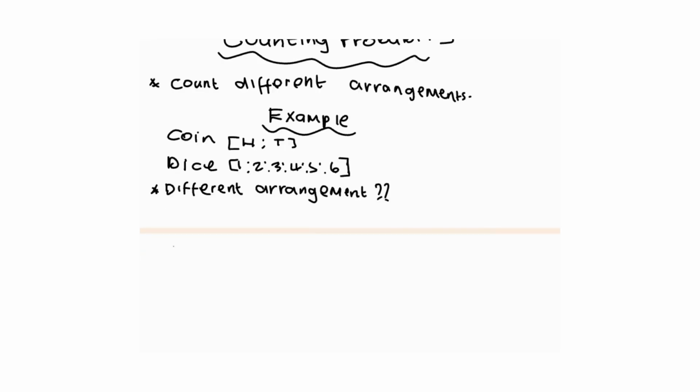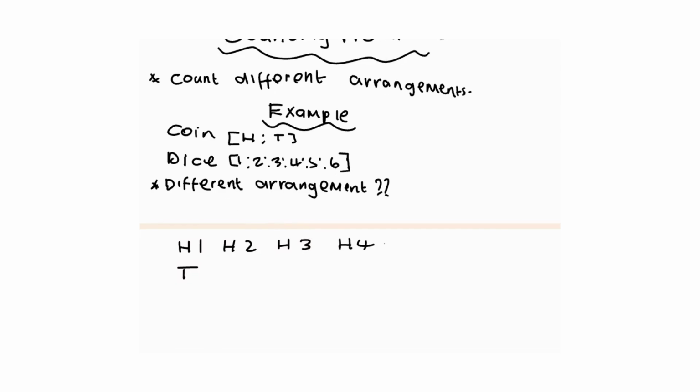Remember, with the coin you can only get a head or a tail. You can get a head and a 1, a head and a 2, a head and a 3. Remember, the numbers are coming from the dice. You can get a head and a 4, a head and a 5, a head and a 6. Or you can get a tail and a 1, a tail and a 2, a tail and a 3, a tail and a 4, a tail and a 5, and a tail and a 6.